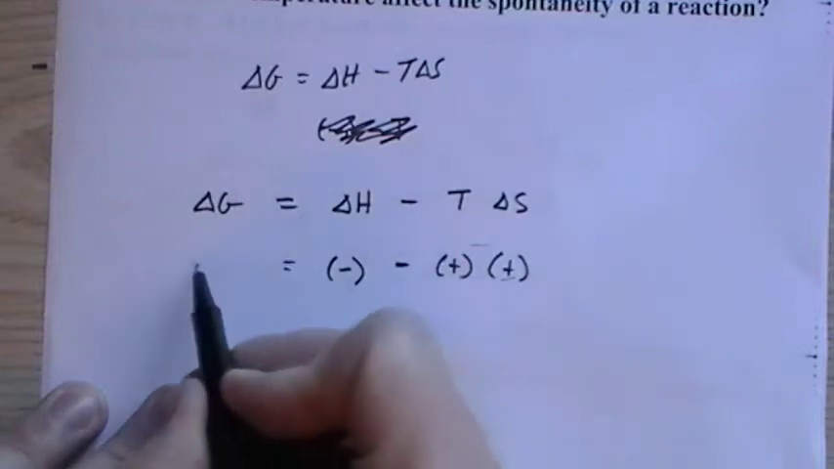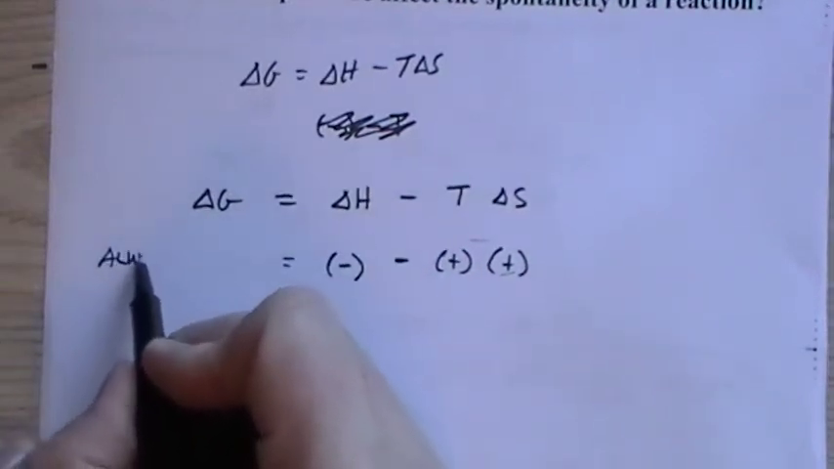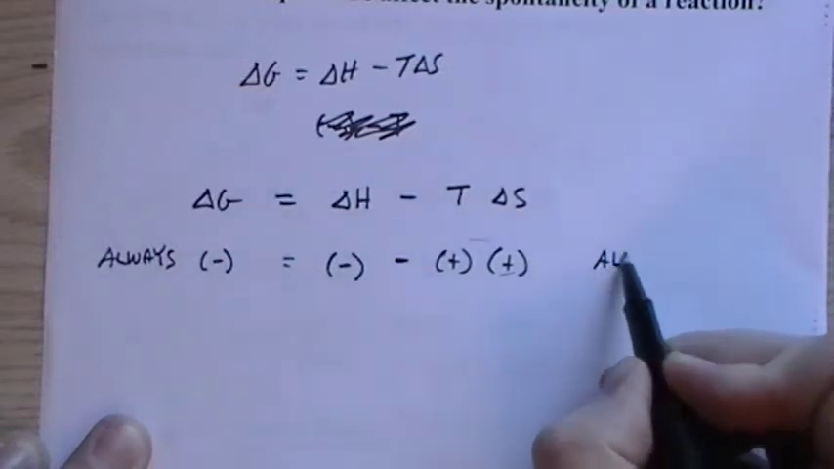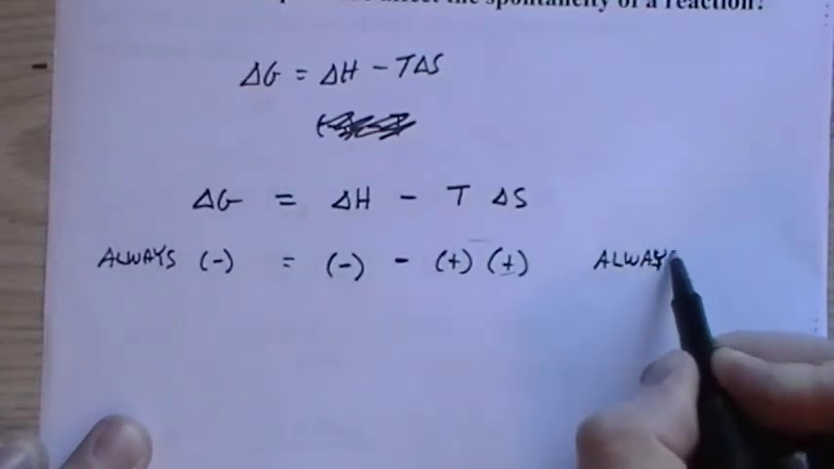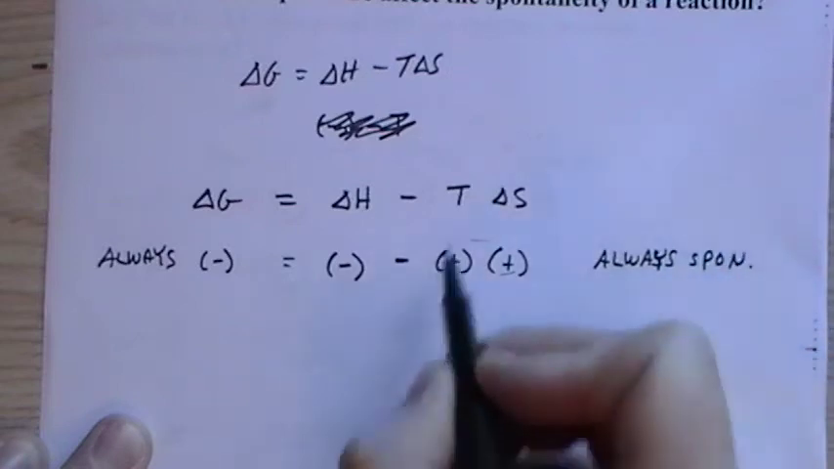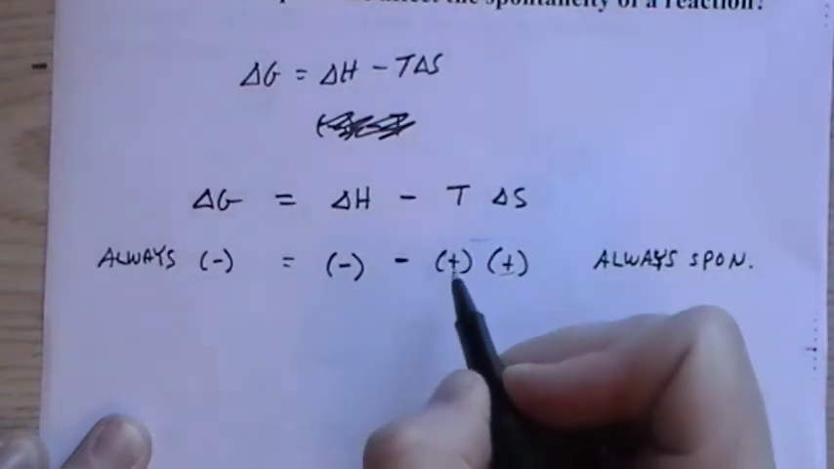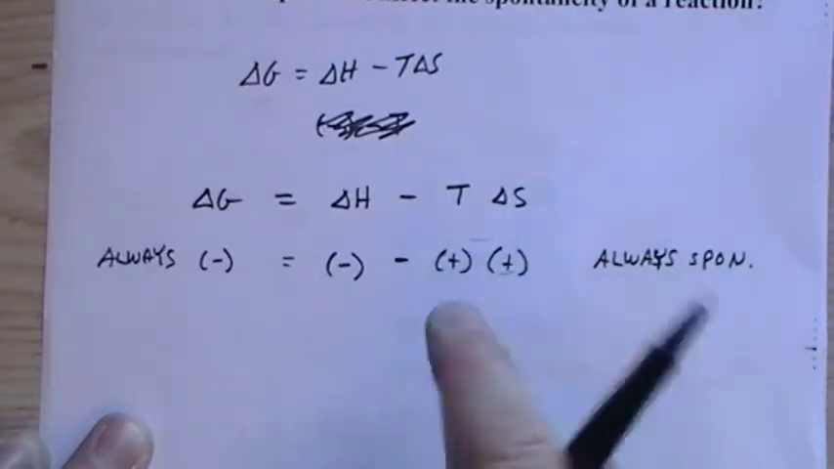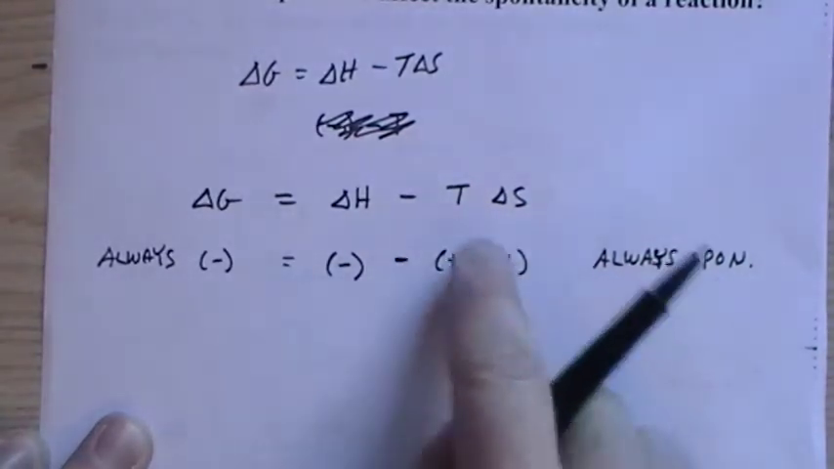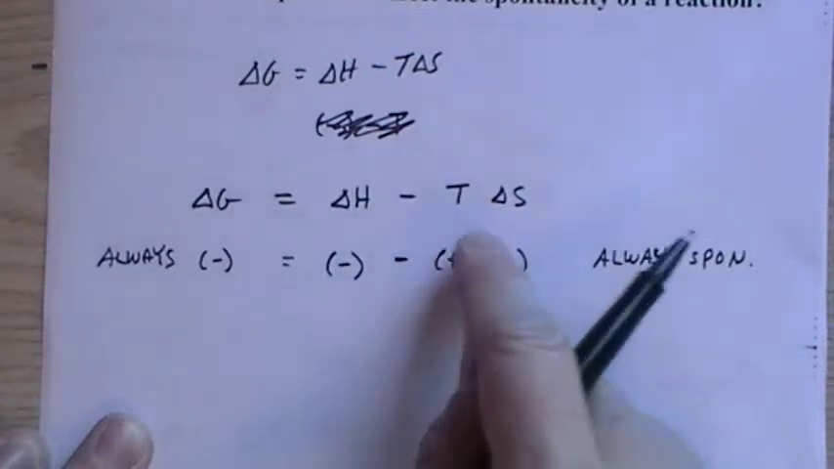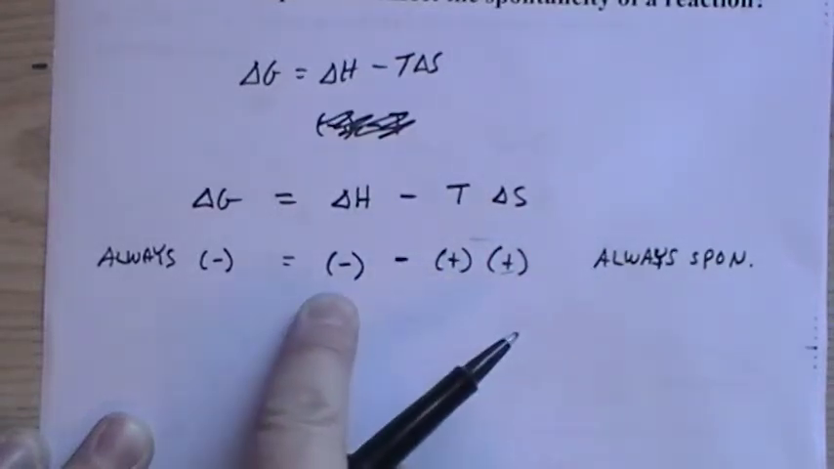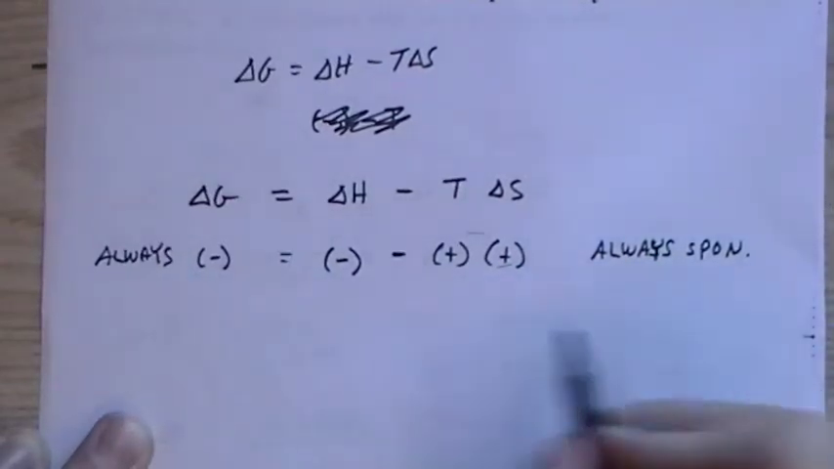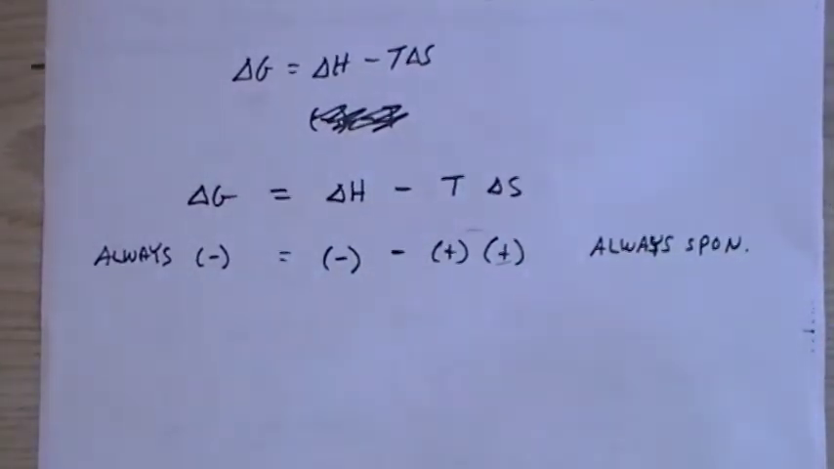So this thing, delta G, is always negative. Or in other words, always spontaneous, no matter what the temperature is. Because T can be 0, I mean, and we don't normally work with anything that low as far as the temperature, but that would just get rid of this term, so this would be negative. But any T above 0 is going to be positive, so this term is always going to be negative. This one is negative, so delta G is always negative. So it's always spontaneous no matter what the temperature is.